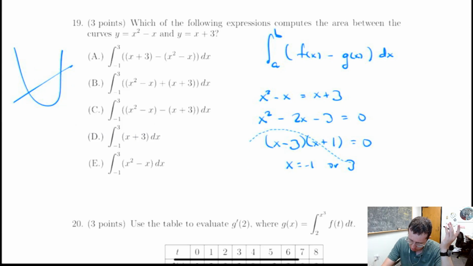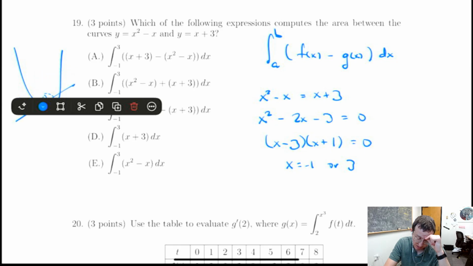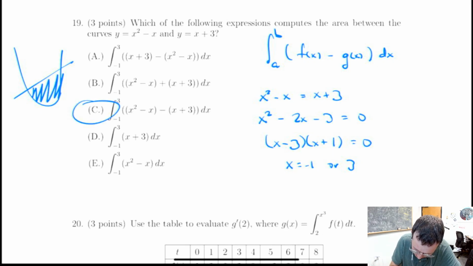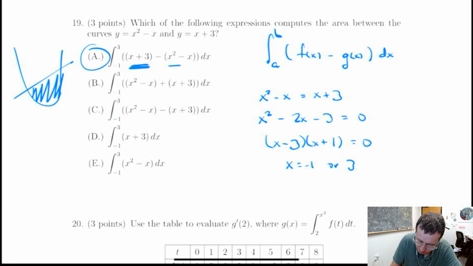Also, we solved this equation and found that there are 2 places where the line and the parabola intersect. So that's another reason I know that it's not down here. So it's got to look something like this, and that means that the line is above the parabola. So it's going to be this option: the equation for the line minus the equation for the parabola.